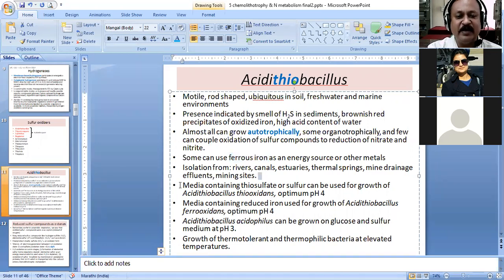Then if we are interested in growing the organisms in the laboratory, we can make certain media. Do you know any name of a medium which is used for growing Acidithiobacillus? Sir, DHA. What is that? Dihydroxyacetone.